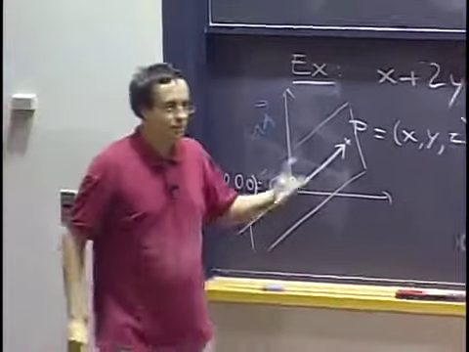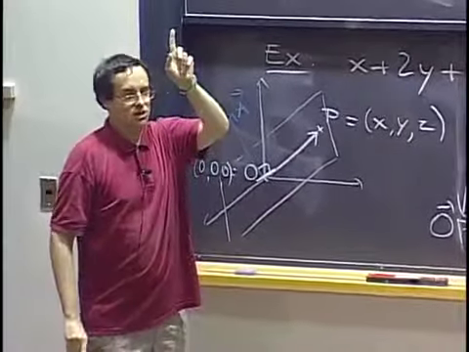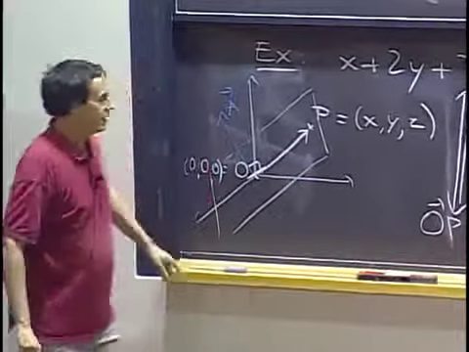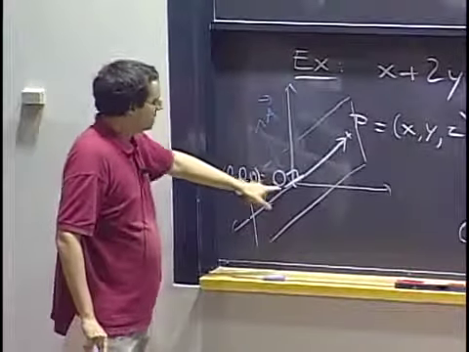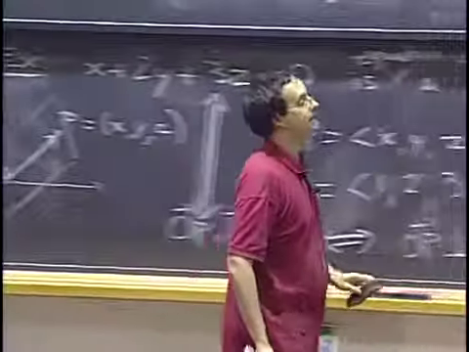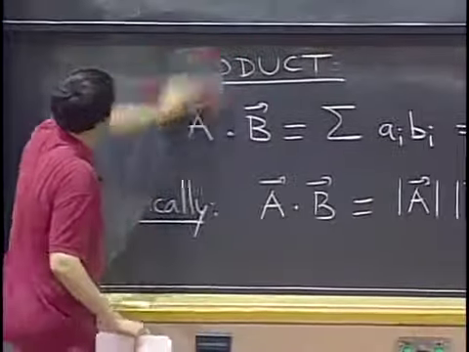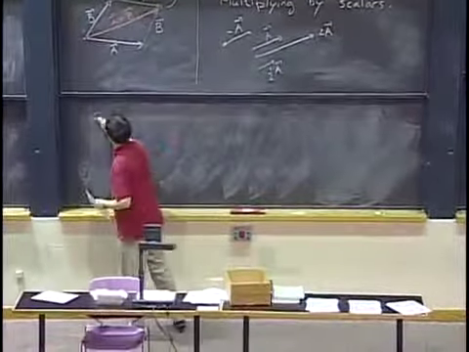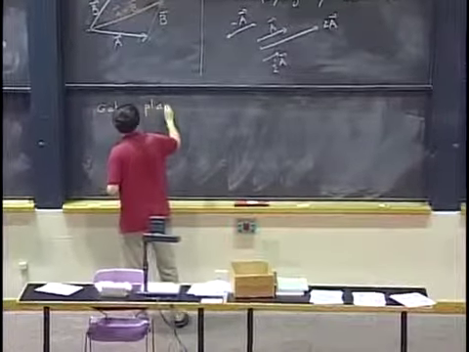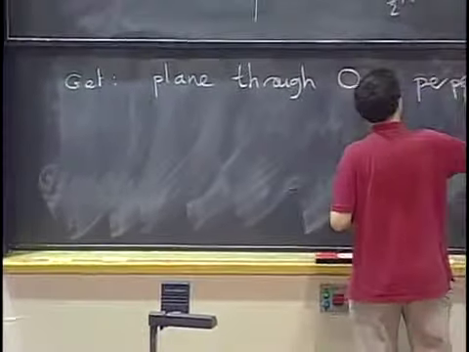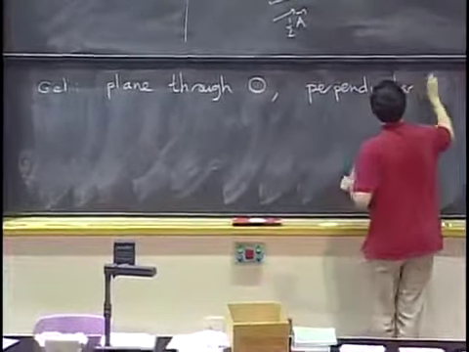For example, if it helps you to see it, take a vertical vector. What does it mean to be perpendicular to the vertical vector? It means you're horizontal. It's the horizontal plane. Here, it's a plane that passes through the origin and is perpendicular to this vector A. Okay, so what we get is a plane through the origin, perpendicular to this guy A.